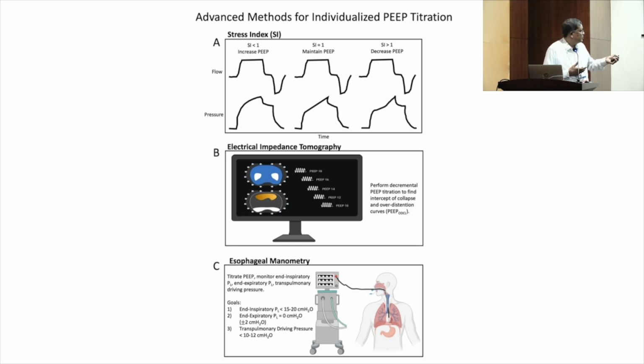Electrical impedance volumetry, which I talked about, will tell you the balance between recruitment and overdistension, but it's more expensive equipment. If you have it, fine. And of course, esophageal manometry is again another option. There was one study which showed that setting PEEP on the basis of esophageal manometry improved mortality, but that was in one single center. Finally, multi-center studies did not confirm that using esophageal manometry to set PEEP improves outcomes.